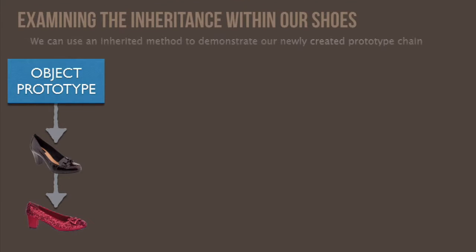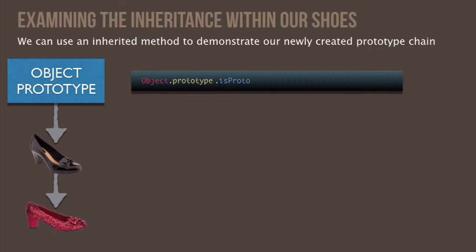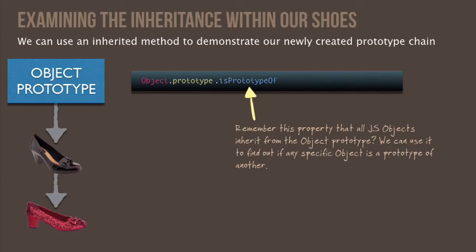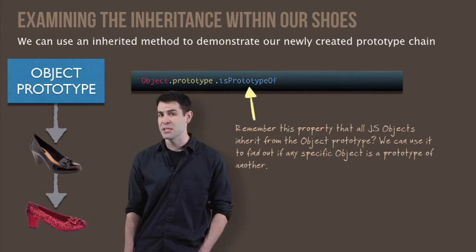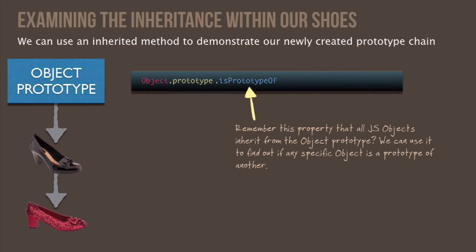Let's take a closer look at the inheritance inside of our new shoe setup. We can actually use an inherited method from the object prototype to demonstrate our newly created prototype chain. Take a look at this line of code. It says Object.prototype.isPrototypeOf. Do you remember that property from the object prototype, isPrototypeOf? What it will do is look at the object on the left and see if it's a prototype of the parameter object. So in this case, we're asking, is Object.prototype a prototype of shoe? Since that is true, the object prototype is in fact a prototype of shoe, we'll get a true returned from that method.